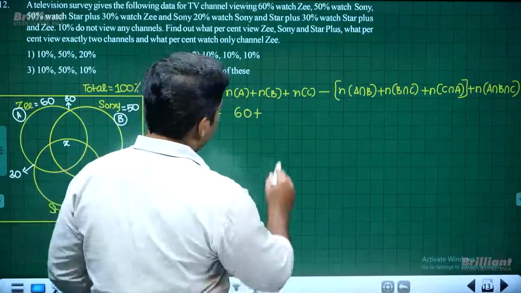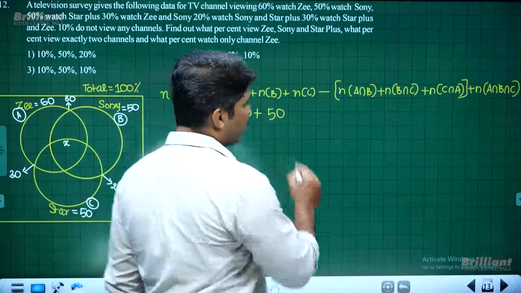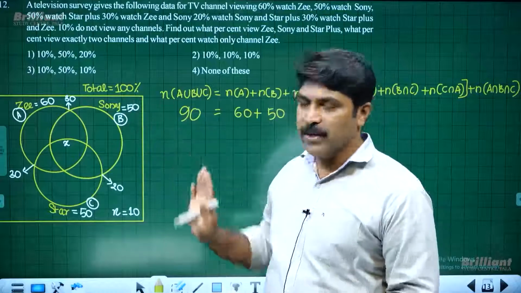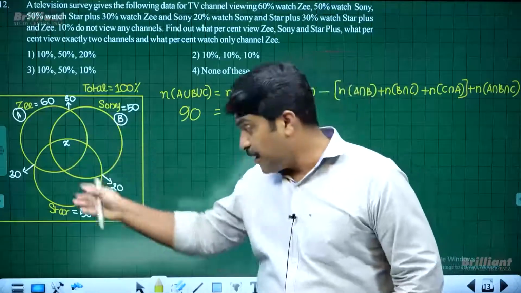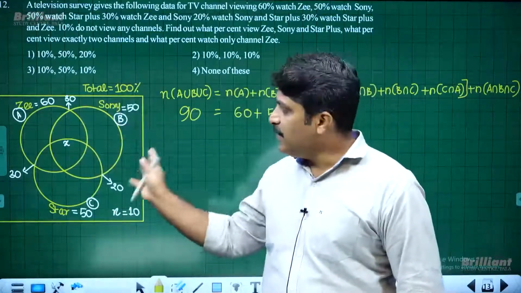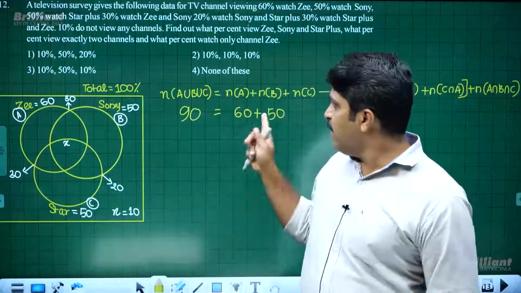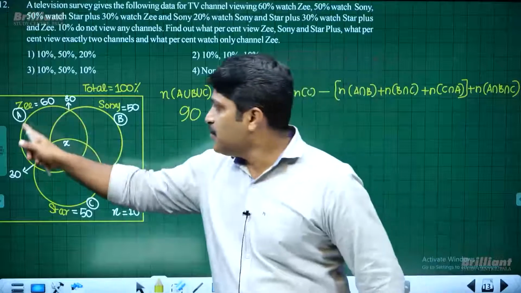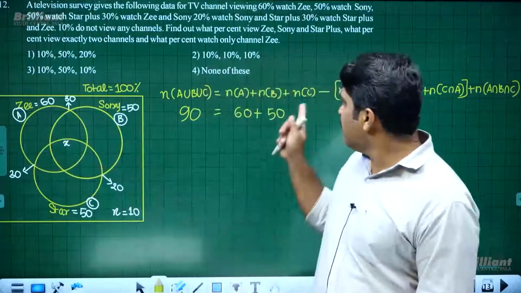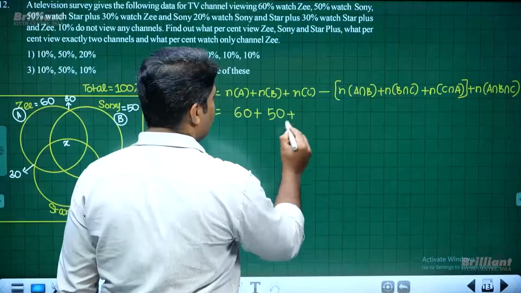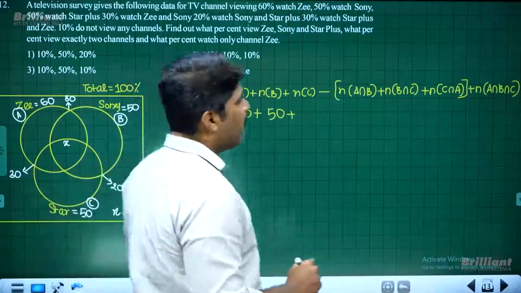And number of B, that is the second set, which contains the number of persons who watch only Sony. Not only Sony, that means including the entire regions are represented by this circle. And the first one, that is C, so that is total 60%. And the third one, number of C, so there we have to consider set C. Set C is the number of viewers of Star Plus.